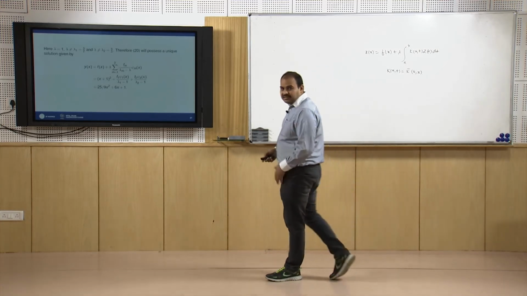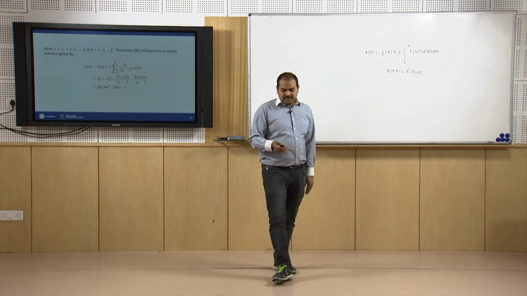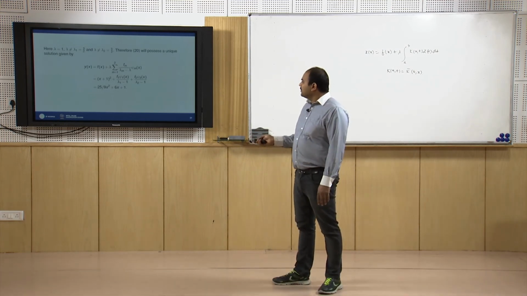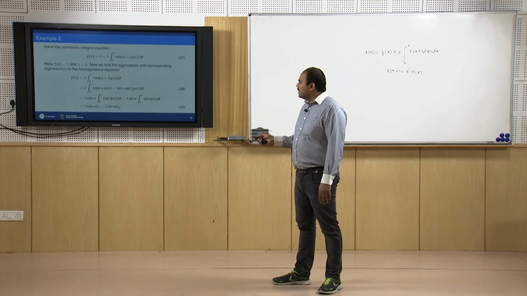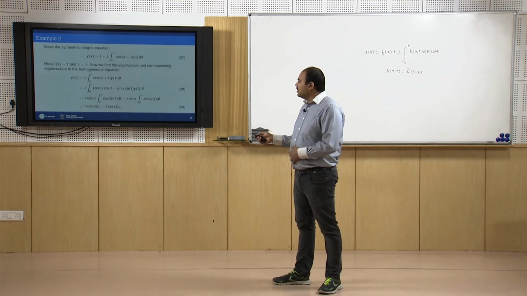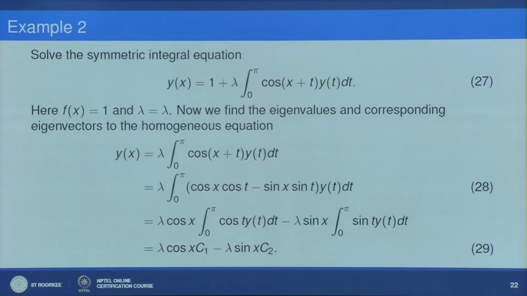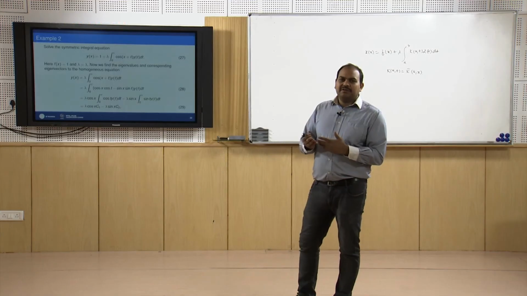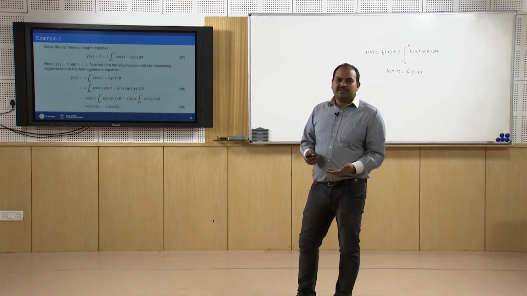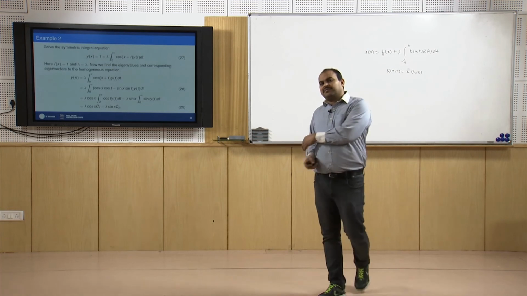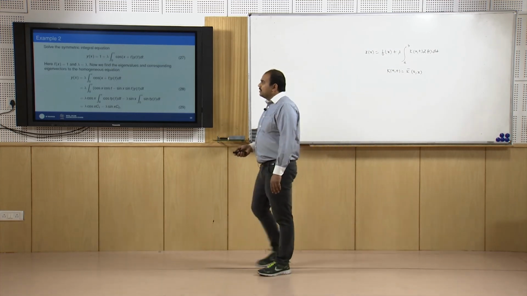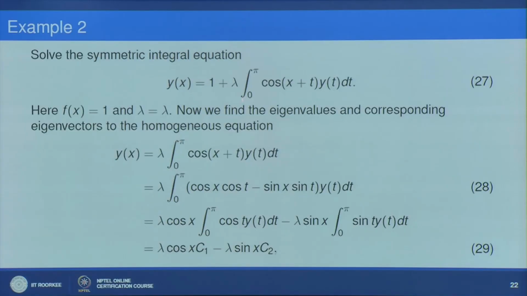So let us consider one more example to have a better understanding. I hope this is not very difficult. Let us look at this problem: y(x) equal to 1 plus lambda times the integral from 0 to pi of cos(x plus t) y(t) dt. Now here again, cos(x plus t) is a symmetric kernel. It is first of all real, and if you interchange the roles of x and t, then cos(x plus t) is the same as cos(t plus x). So it is a case of a symmetric kernel, and then we try to find the solution. Here f(x) is simply 1, and since lambda is not given any constant value, we take lambda as lambda.